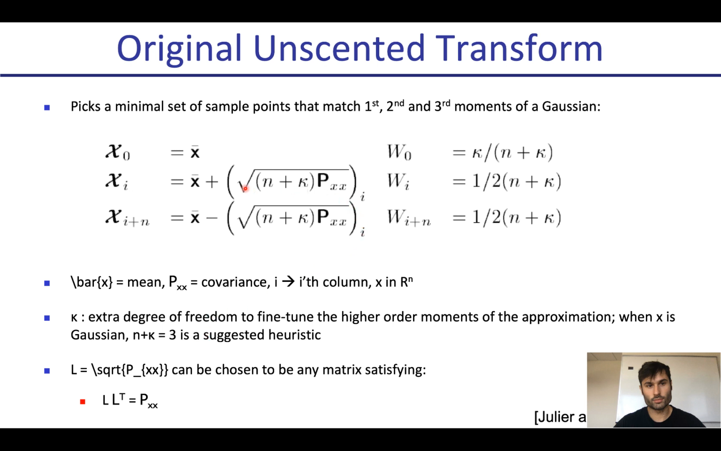So here we're essentially taking the square root of a matrix, and what this means is any matrix such that if you multiply it by its transpose it leads to the covariance. So this P of XX, the sigma that we've been seeing, is the covariance matrix of the random variable x.